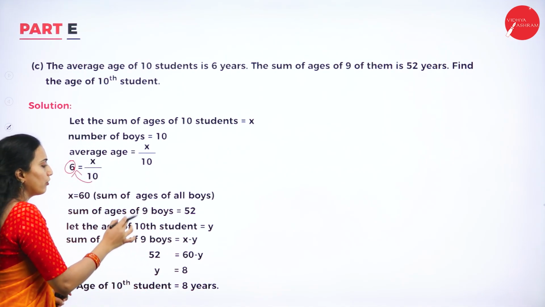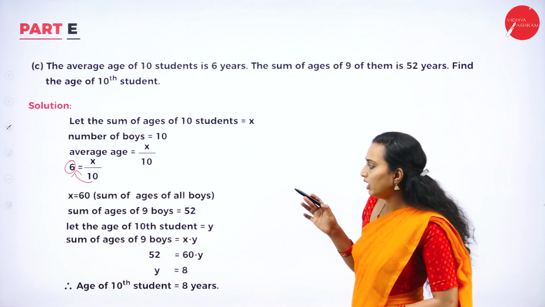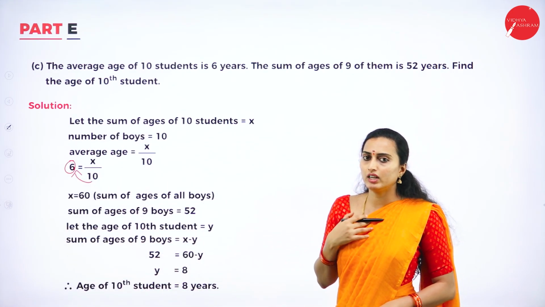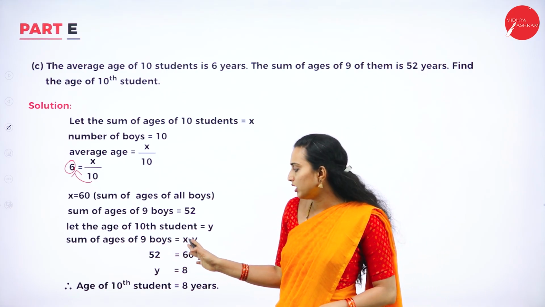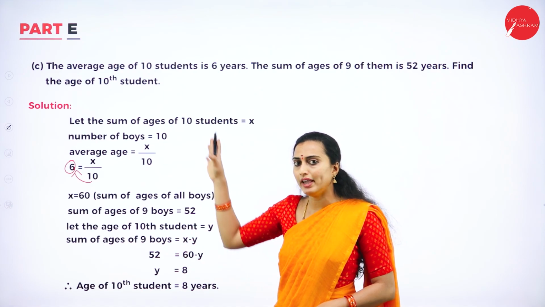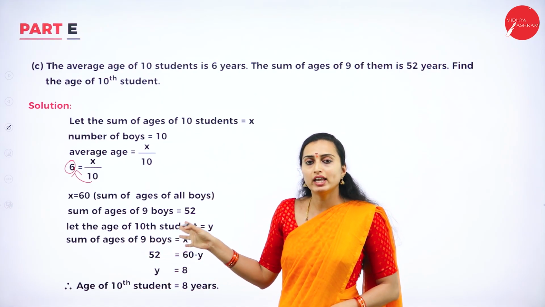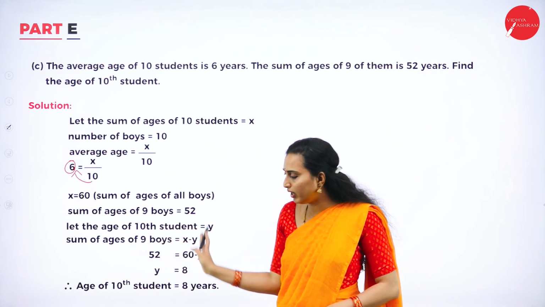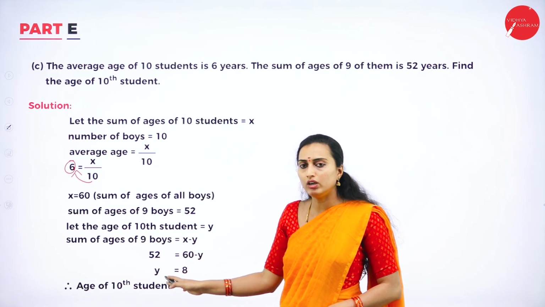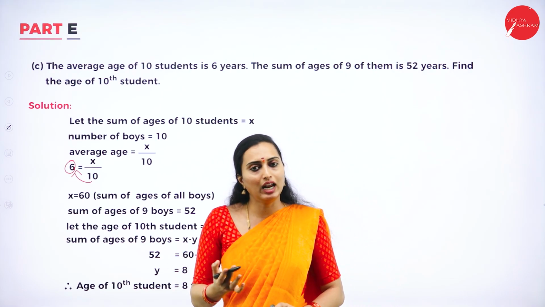Now, the sum of ages of 9 boys is equal to what? It is 52. Let the age of the 10th student, which we have to find out, be y. So the sum of ages of 9 boys is x minus y. The 9 boys' sum of age is 52, x we have found as 60, minus y. Taking y to that side and 52 this side, 60 minus 52 is 8 years. The age of the 10th student or the boy is nothing but 8 years.